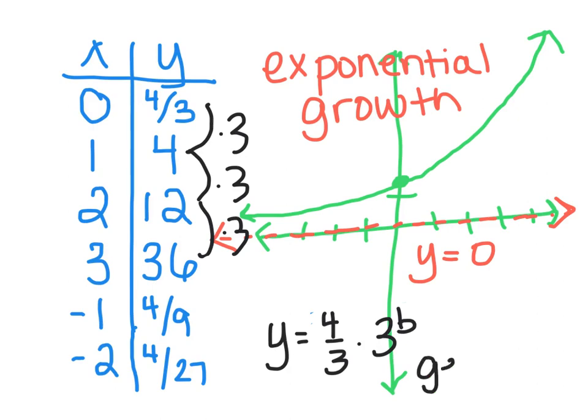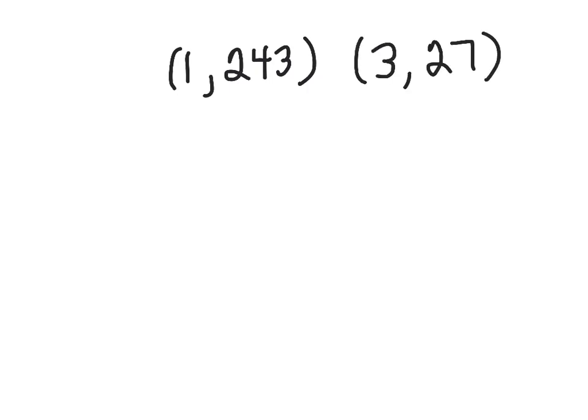That's the same thing as a geometric sequence, right? That's why we did geometric sequences first, because I knew that the whole point of this unit was this exponential stuff. Okay, let's do another problem. Let's say that we had the points (1, 243) and (3, 27). And we needed to come up with the exponential equation.